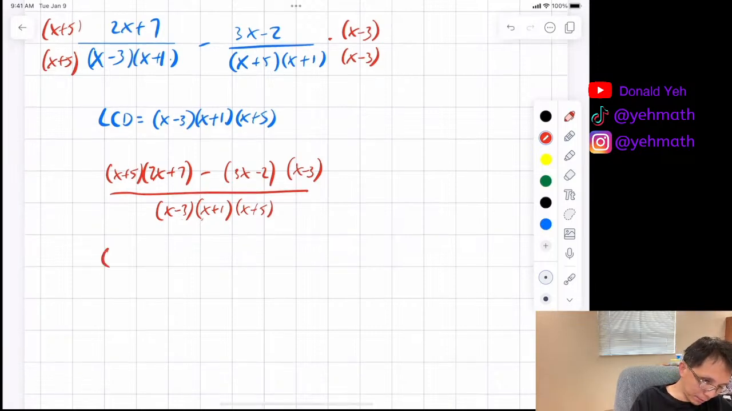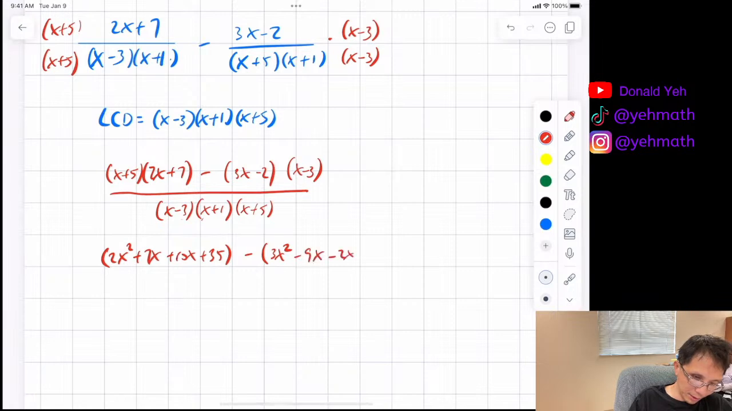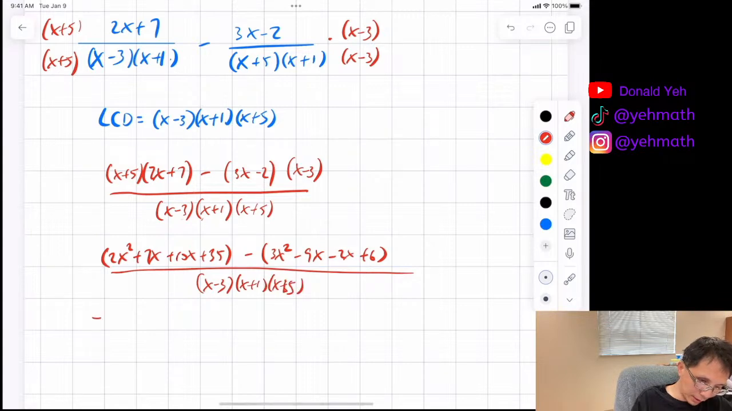So that's going to be 2x squared plus 7x plus 10x plus 35, and minus 3x times x is 3x squared, minus 9x, minus 2x plus 6, over x minus 3, x plus 1, and x plus 5. And then I will distribute this negative sign. For me, I will probably change all the signs in the second term here.